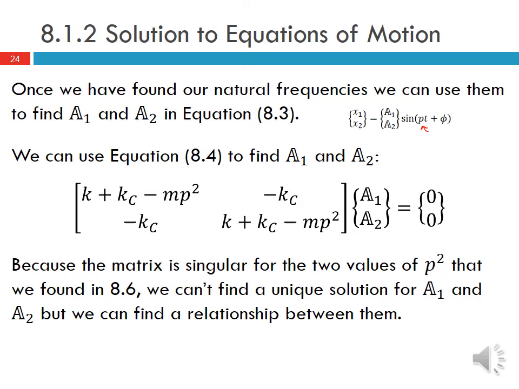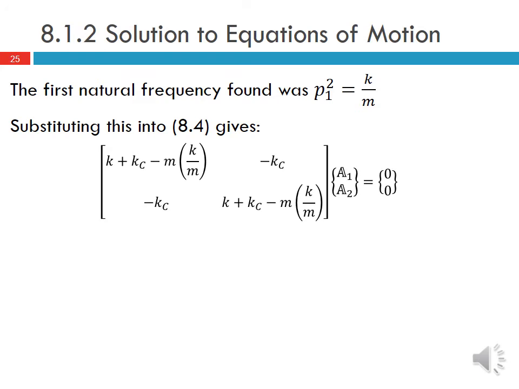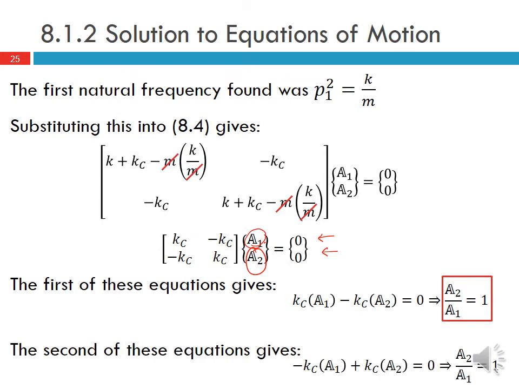Because the matrix is singular for the two values of p squared that we found, we can't find a unique solution for a1 and a2, but we can find a relationship between them. The first natural frequency that we found was p1 squared equal to k over m. We can substitute that into our equation and then simplify, and we get this equation here. This gives us two equations that we can use to solve for these values. If we take the first equation, we see that a2 over a1 is equal to 1. If we take the second equation, we get the same result: a2 over a1 is equal to 1.